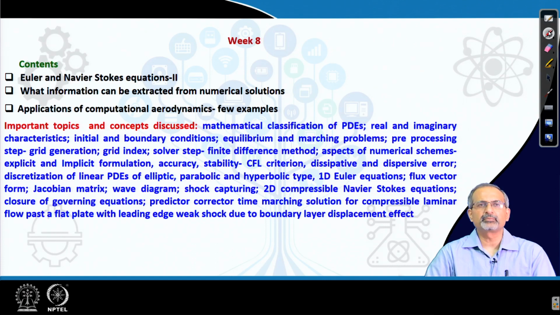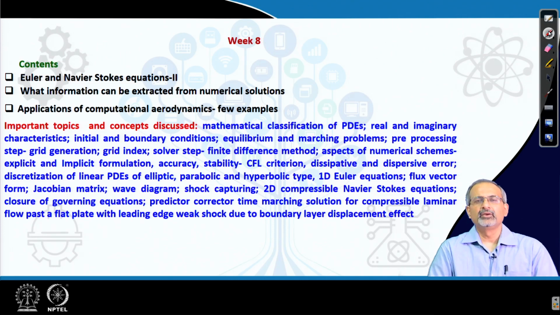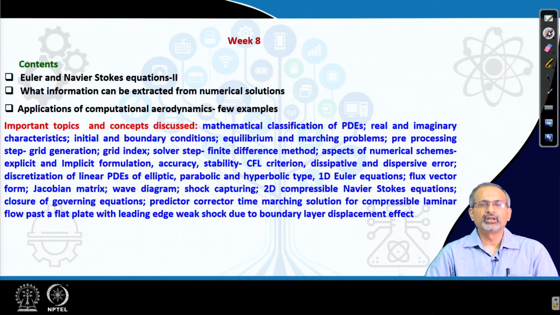Discretization of some linear partial differential equations of the elliptic, parabolic, and hyperbolic category was discussed. And then we got into one-dimensional Euler equations, where we treated them in flux vector form. We learned about the Jacobian matrix, and then we also looked at the wave diagram for one-dimensional Euler equations. We briefly discussed shock capturing with some examples.